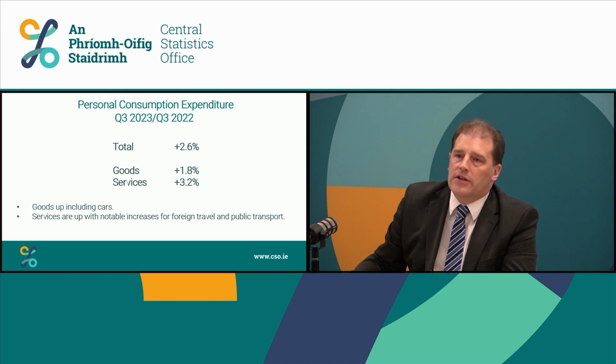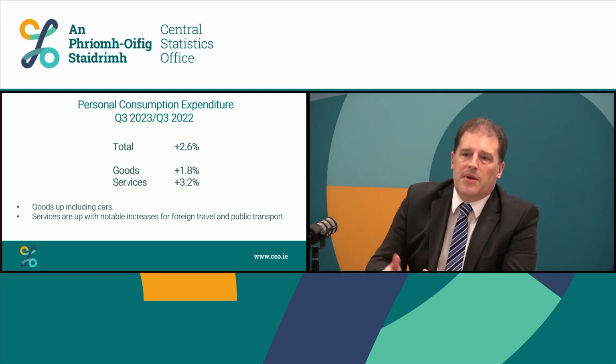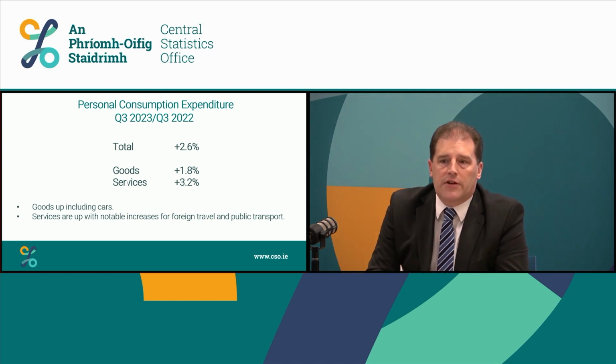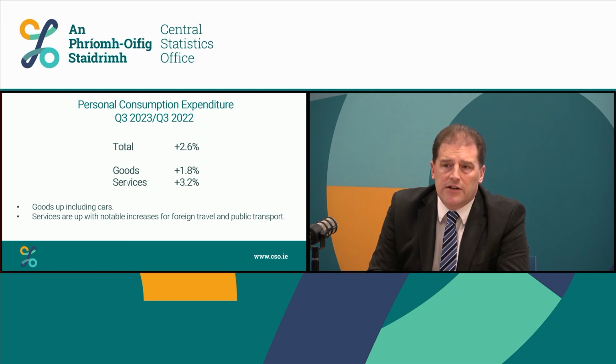So looking at the year-on-year comparison, we can see the same picture as we've had now for a number of quarters, that it's cars driving the goods increases in consumption, and it's the return to foreign travel and to public transport that's driving the services data. So that's a consistent pattern we've had now for nearly 2 years, I guess, in the consumption data.